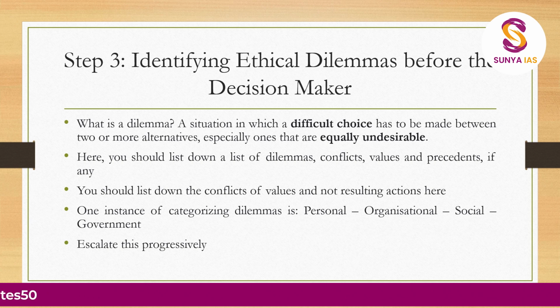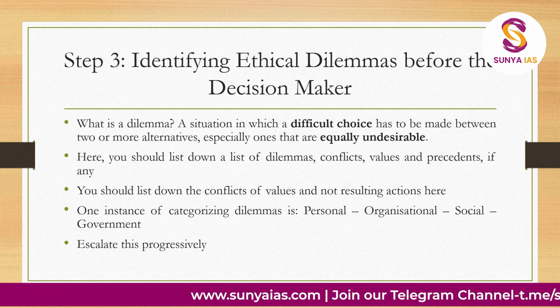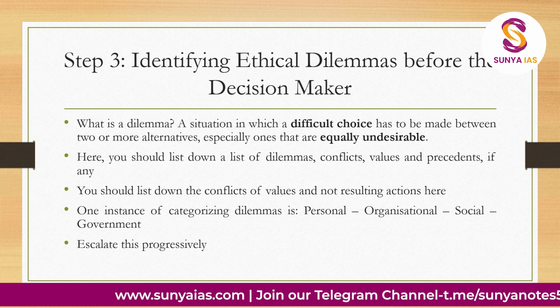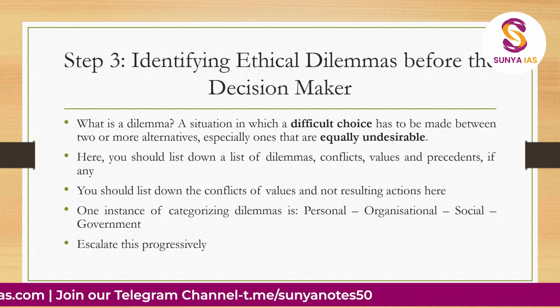So one instance of categorizing dilemmas is you can categorize them as dilemmas at the personal level, at the organization level, at the social level, and at the government level. So what are the conflicts of values that a person is facing at all these levels, right? And escalate this progressively. First write about personal level, then organizational, then social, and what is the wider impact, and finally what does it mean for the government to change laws or amend any particular act. What should the government do or formulate new rules, right?